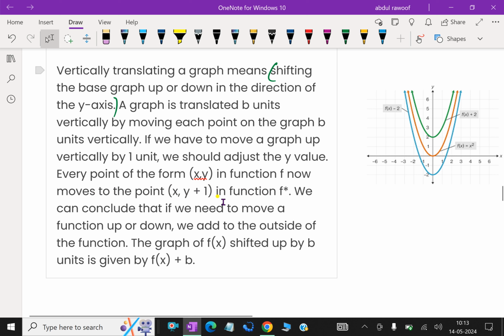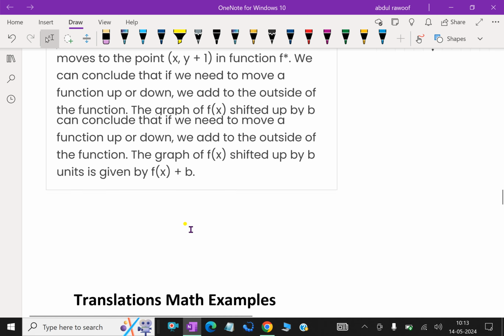Then we can conclude that if we need to move a function up or down, we add outside the function, that is f of x plus b. That means the graph of f of x shifted up by b units is given by f of x plus b. If moved downward, it is f of x minus b.